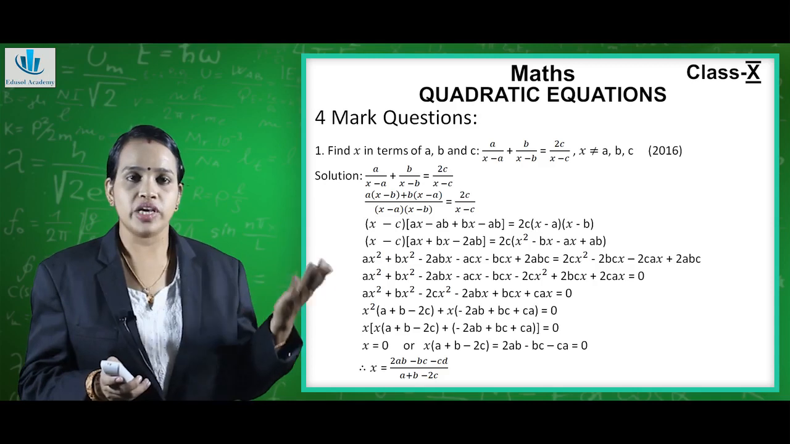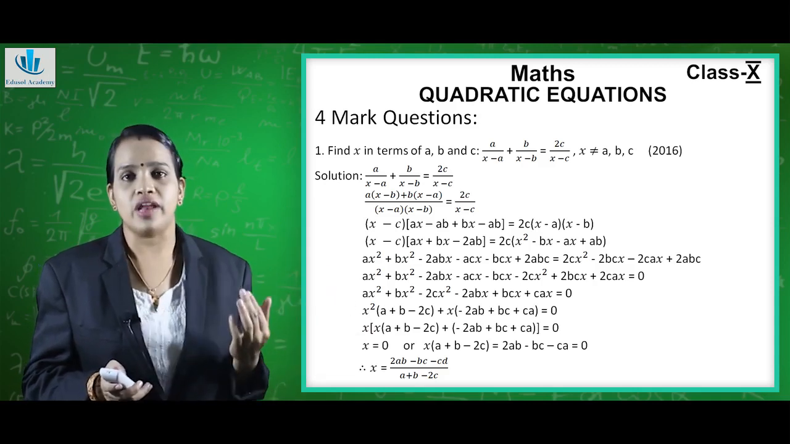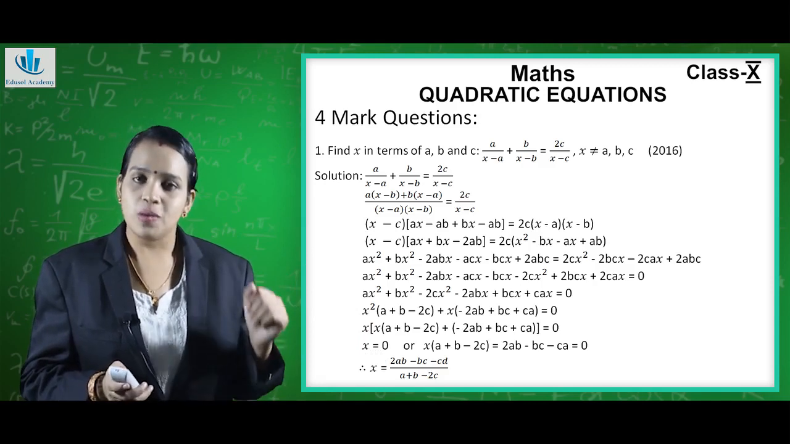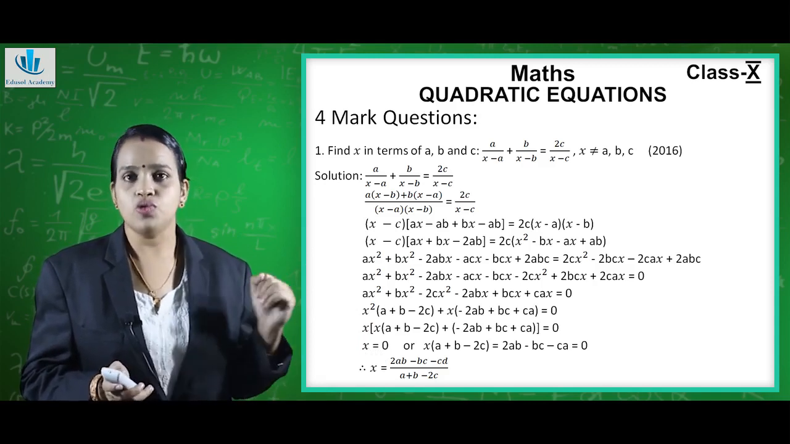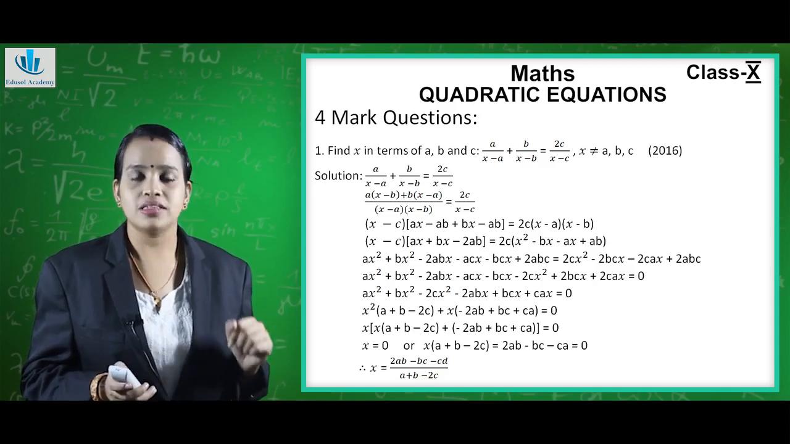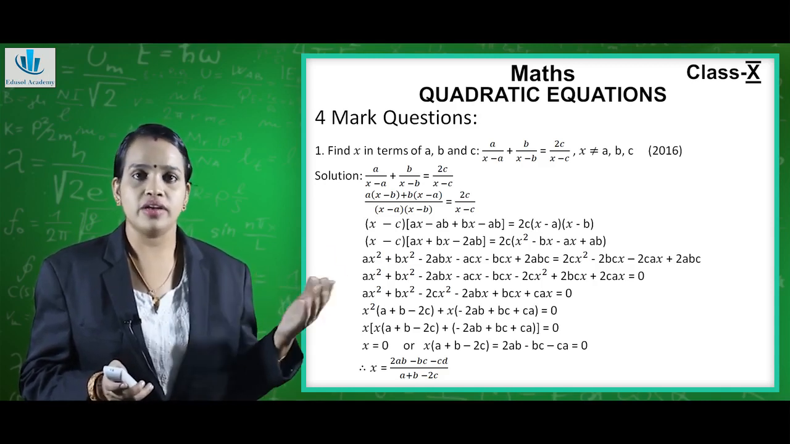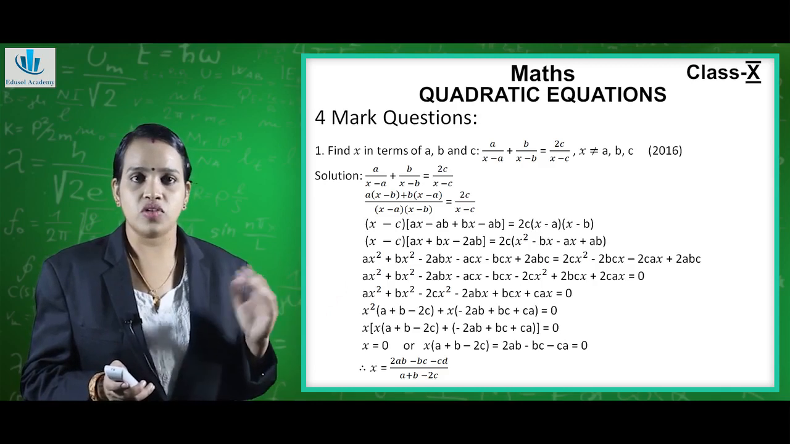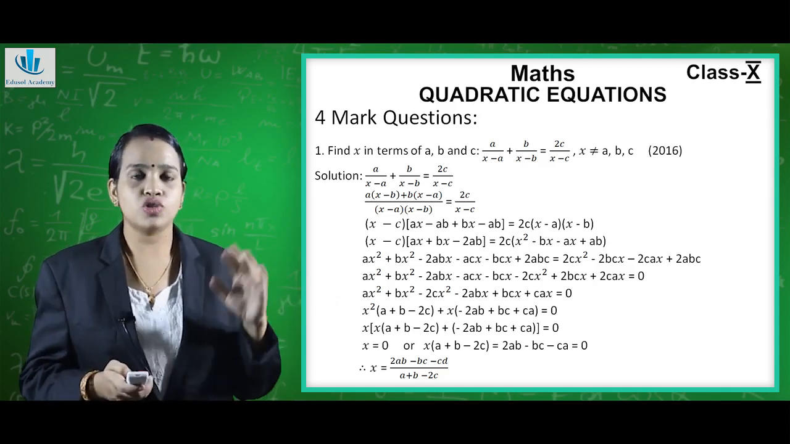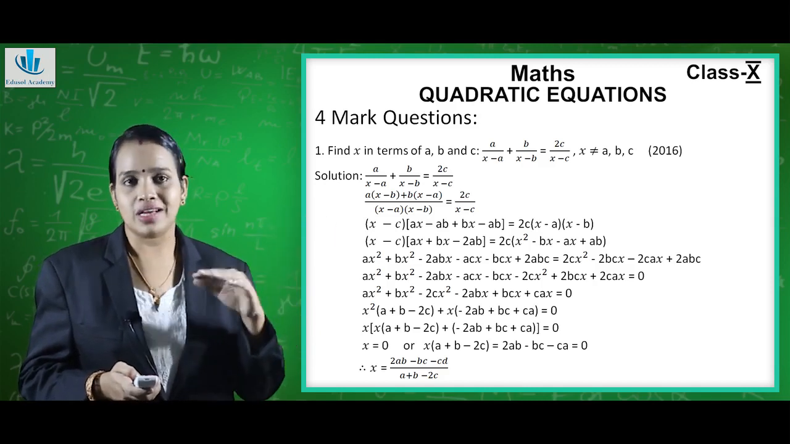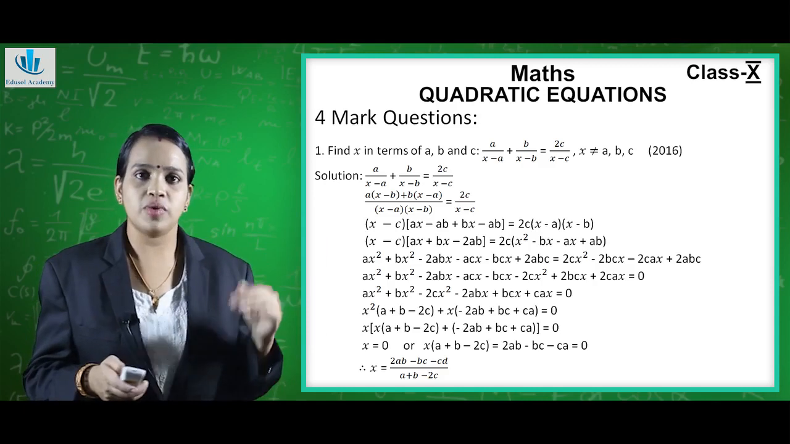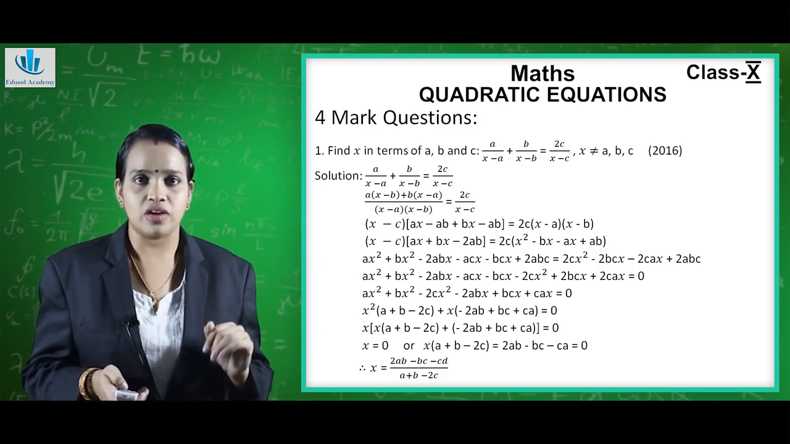So what we will do, we will take all the right hand side equation on the left hand side. So we can write it as ax raised to 2 plus bx raised to 2 minus 2abx minus acx minus bcx. Now we are taking all the equations on our left hand side. So plus 2abc, when we take it on the other side it becomes minus 2abc. So our plus 2abc minus 2abc becomes 0, that's why we are not writing it over here.